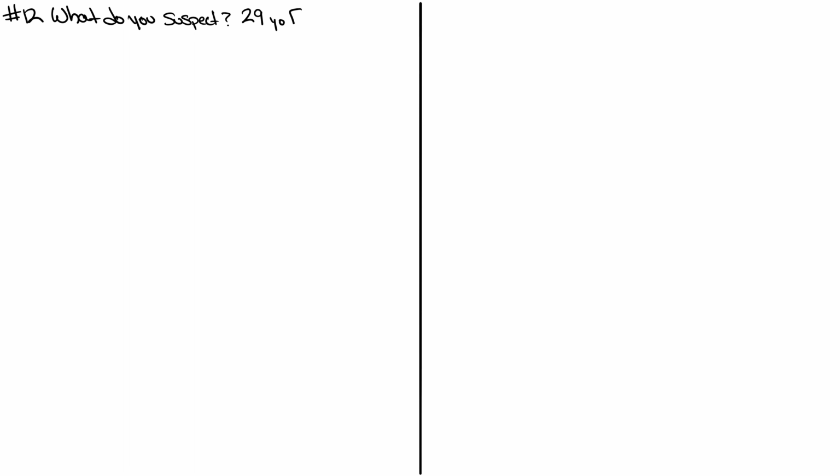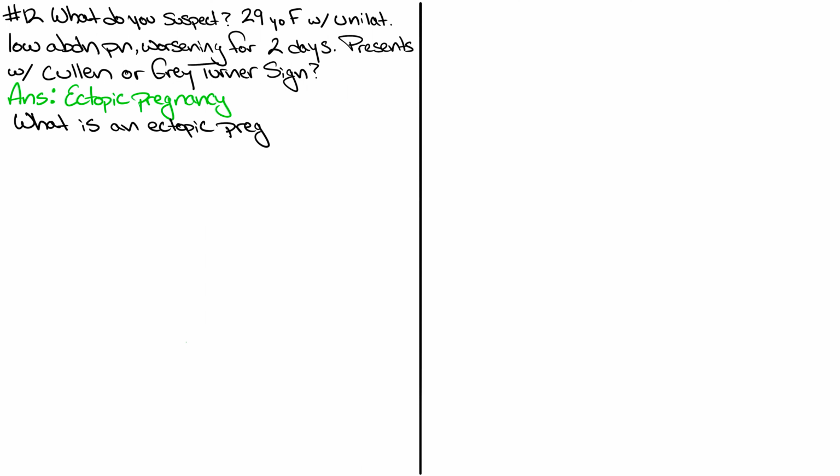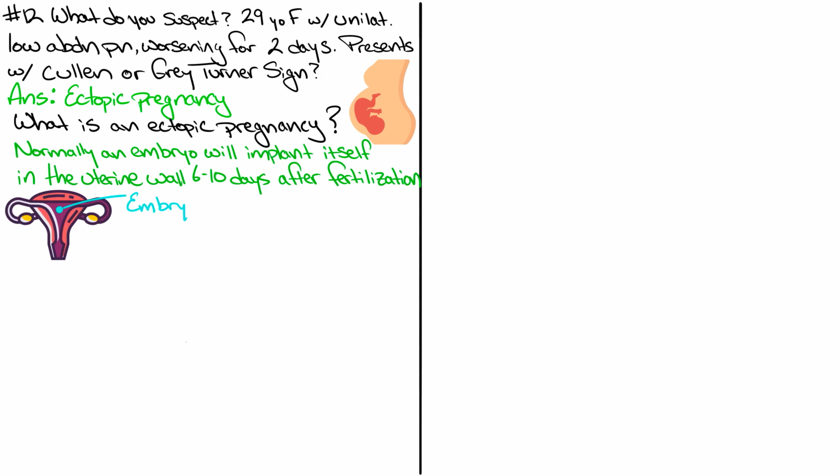So question 12 was concerning a 29-year-old female presenting with abdominal pain and either Cullen sign or Gray-Turner sign. This question, of course, was designed to get you thinking of an ectopic pregnancy. So what exactly is an ectopic pregnancy? Normally, an embryo will implant itself into the uterine wall 6 to 10 days after fertilization. Ectopy simply means an abnormal positioning.